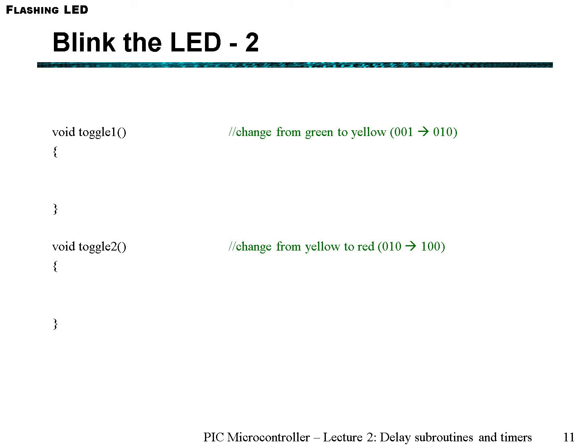Now, let's continue through this with our 2 functions that we've done. So we have toggle1, which is changing from green to yellow, and toggle 2, which is yellow to red.